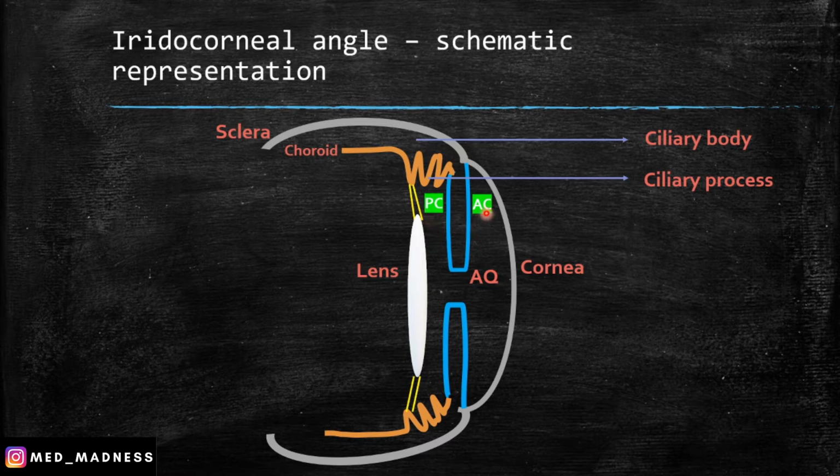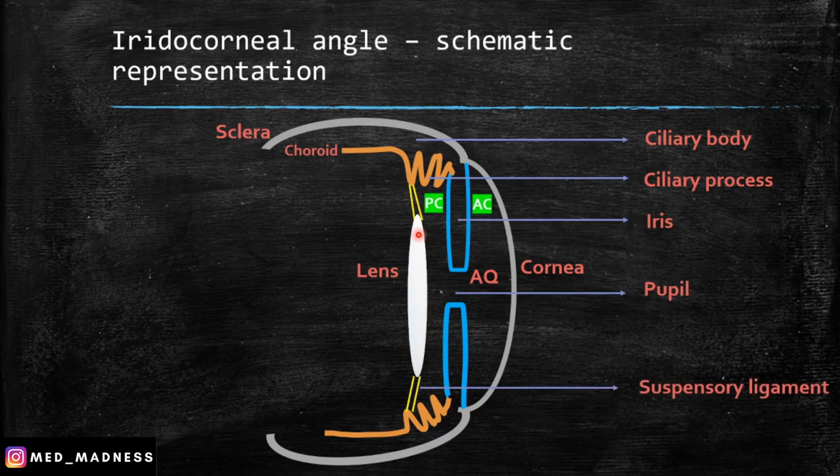And this is the anterior and the posterior chamber. The anterior chamber is formed between the cornea and the iris, and the posterior chamber is formed between the iris and the lens. This is the iris, the pupil, the suspensory ligament, and this is the irido-corneal angle, the area of interest today. This is nothing but an acute angle that is formed between the cornea and the iris.